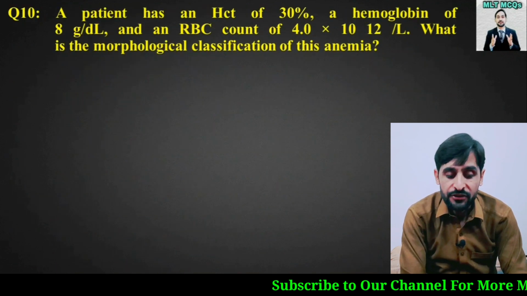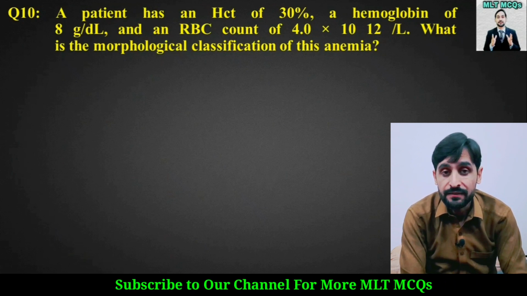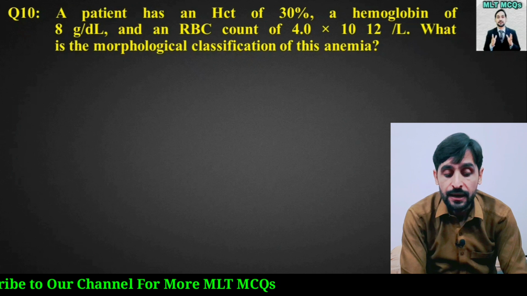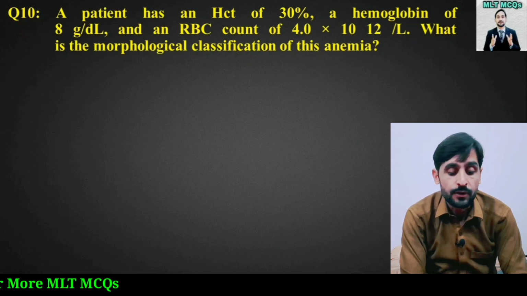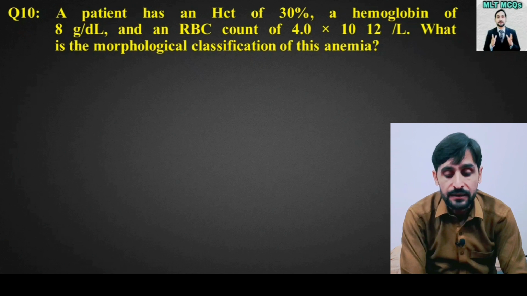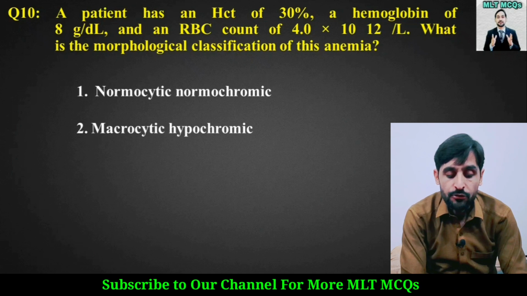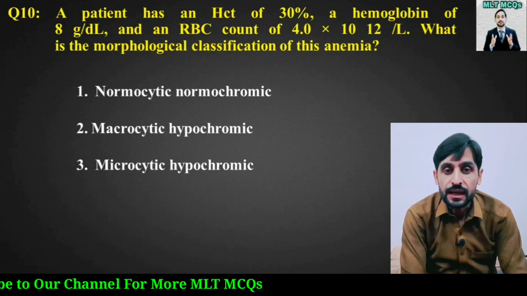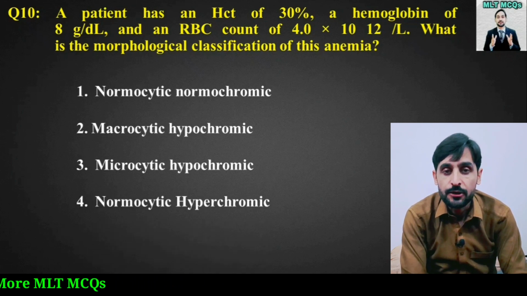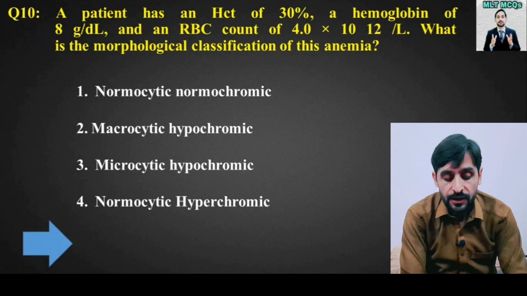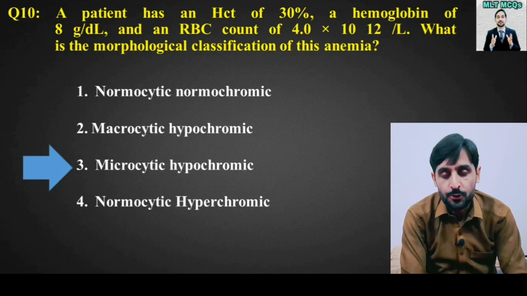MCQ number 10: A patient has a hematocrit HCT or packed cell volume of 30%, a hemoglobin of 8 gram per deciliter, and an RBC count of 4 multiplied by 10 raised to power 12 per liter. What is the morphological classification of this anemia? The options are normocytic normochromic, macrocytic hypochromic, microcytic hypochromic, or normocytic hyperchromic. And the right answer for this MCQ is option number 3, microcytic hypochromic.